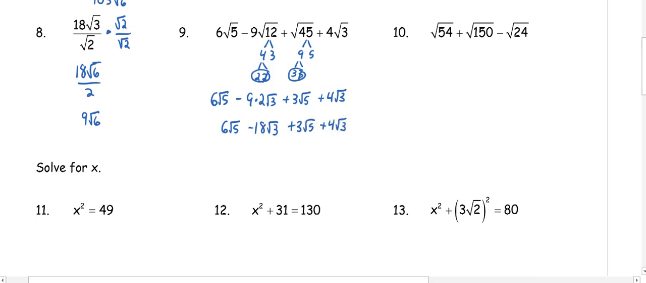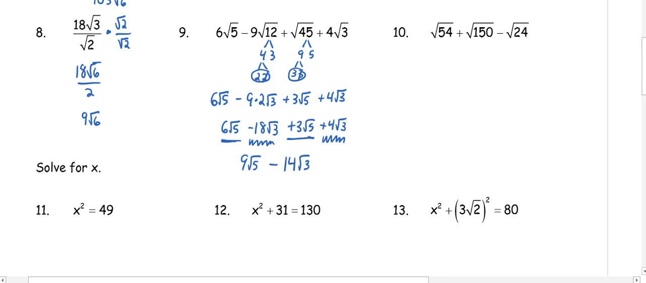Numbers that have the same thing under the radical, so 6 root 5 and 3 root 5 can combine together by adding the coefficients. So 6 plus 3 is 9 root 5. And then we have negative 18 root 3 plus 4 root 3, which gets us minus 14 root 3.